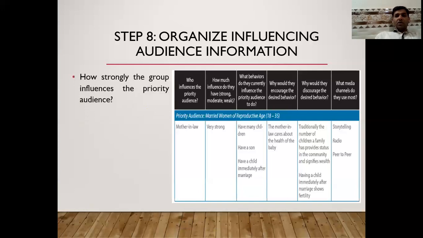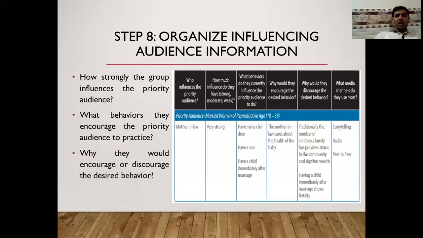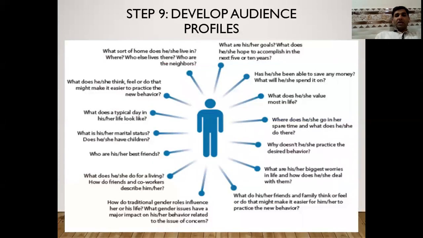And then, how strongly does the group influence the priority audience? These are the same questions. What behaviors do they encourage the priority audience to practice? Why would they encourage or discourage the desired behavior? How to reach them? Step number 9: develop audience profile.